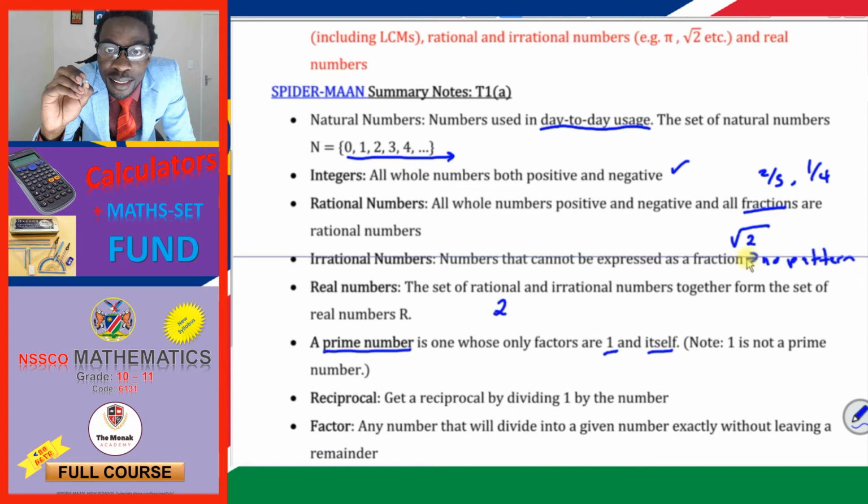The only numbers that can divide into 2 are 1 and 2. 1 goes into 2 two times, and 2 goes into 2 once. So 2 is a prime number. That is the lowest prime number ever. You must remember that 1 itself is not a prime number.